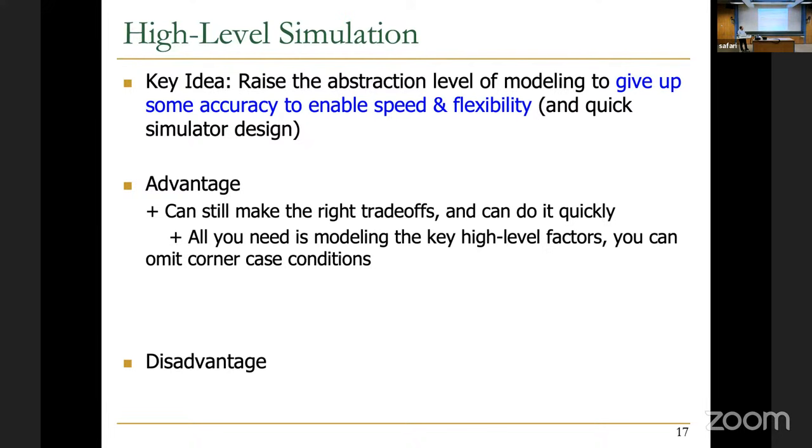When we omit corner case conditions, it shows that if your workload or your system is sitting a lot in the corner case, your simulator accuracy is not that good. But on average, mostly our workloads and systems are not in corner case conditions, so you can use that simulator. But that's the thing we should be aware of. Whenever we are testing our idea or using a simulator, we should know whether it is the right simulator for that idea or not, because there are some ideas that some simulators are not built to test.